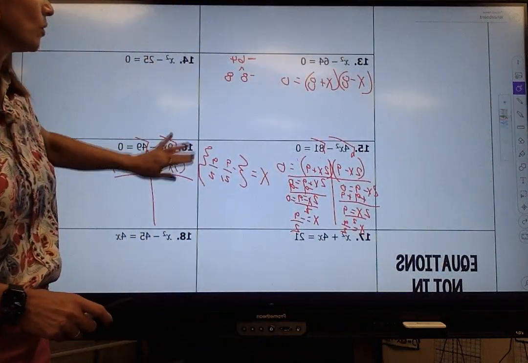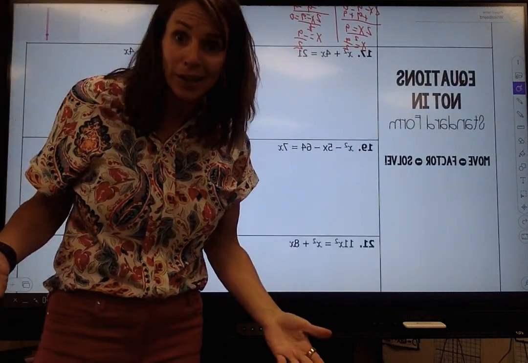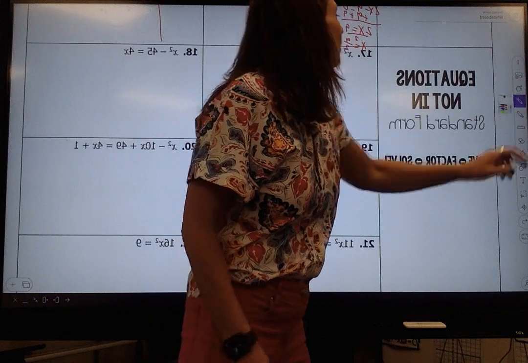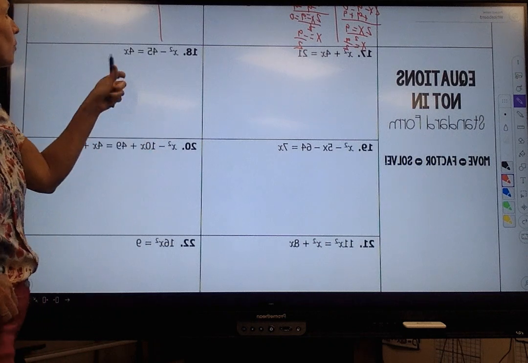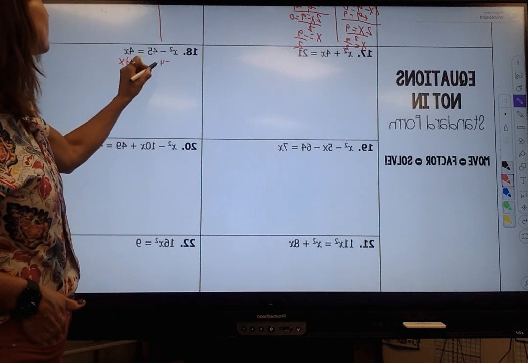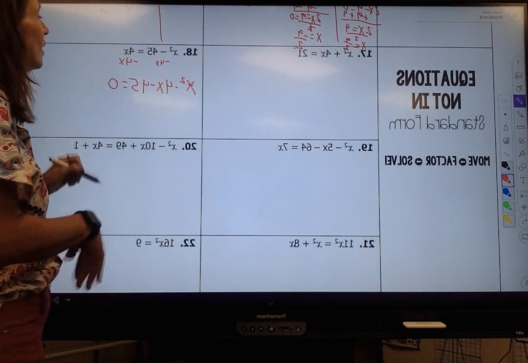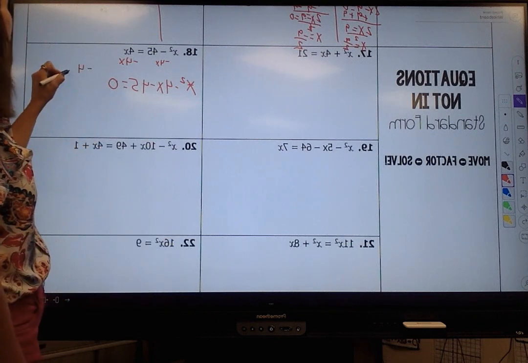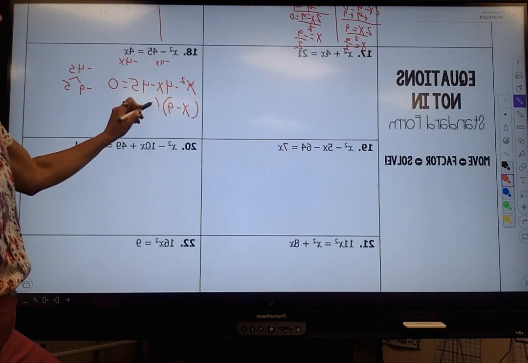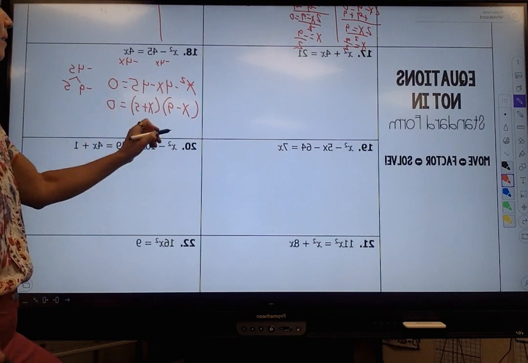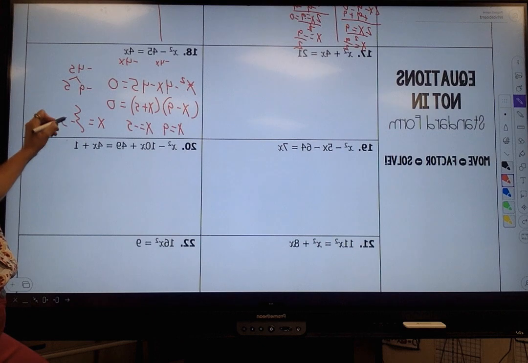Now, what happens when your equation is not in standard form? Well, easy. You put it in standard form. That's it. So if you look at number 18, it's not in standard form. We want to get quadratic term, linear term, constant term. So I'm going to subtract 4x on both sides. And I get x squared minus 4x minus 45 equals 0. And then I solve. So negative 45, those two numbers are negative 9 and positive 5. So I get x minus 9, x plus 5. When I set them equal to 0, I'm going to get x equals 9 and x equals negative 5. Don't forget to put in bracket form.